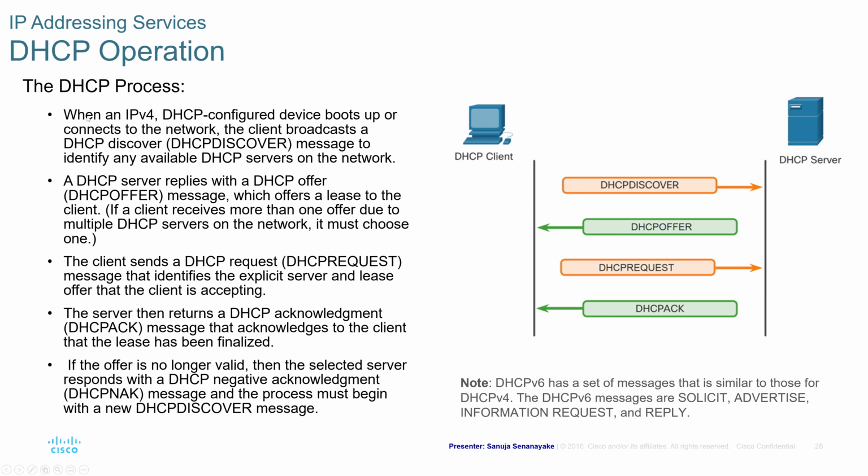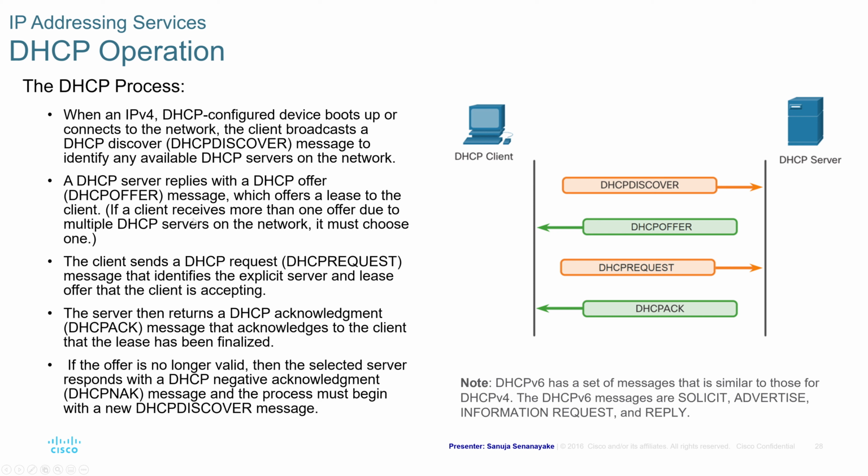So when you first boot up or connect an IPv4 DHCP configured device, it sends a DHCP discover message, and the DHCP server replies with the DHCP offer message. The client sends a DHCP request message that identifies the explicit server and lease offer that the client is accepting.